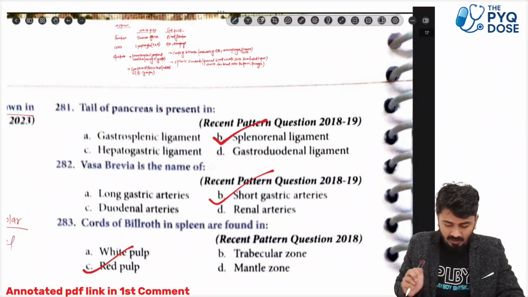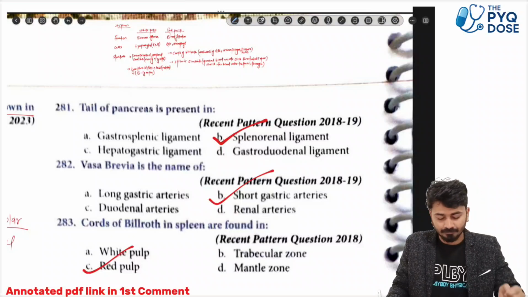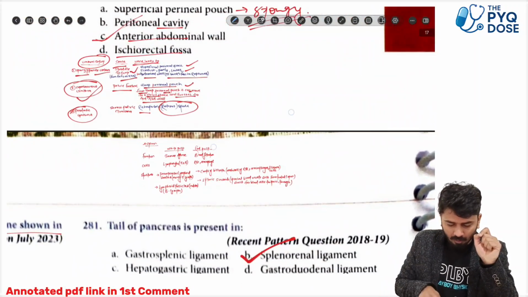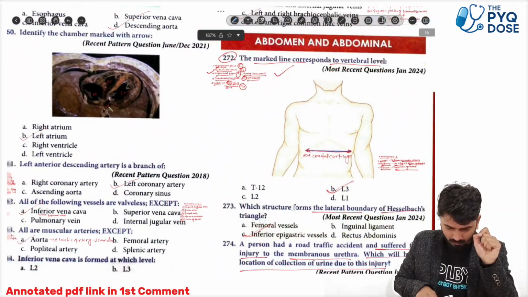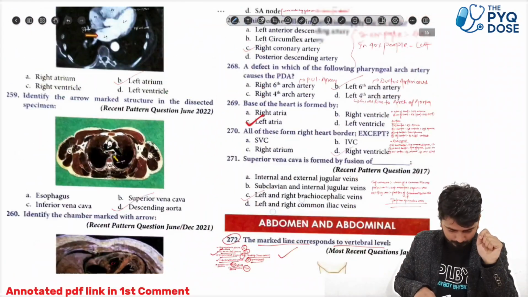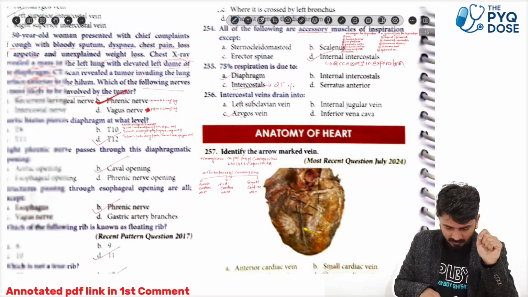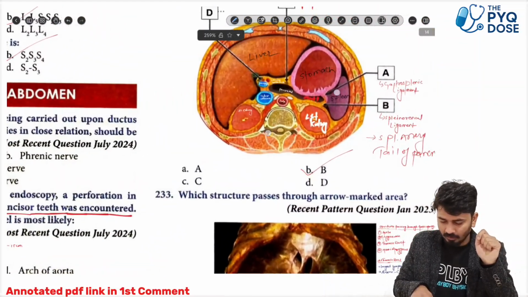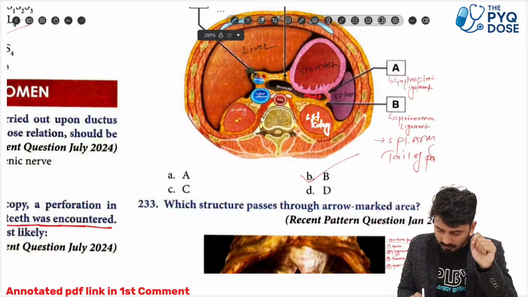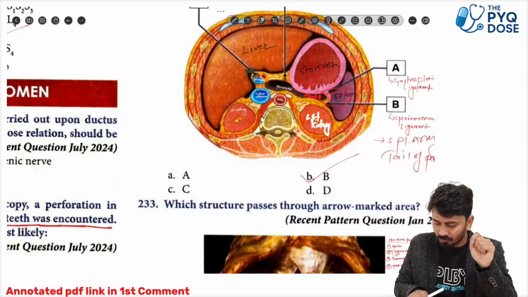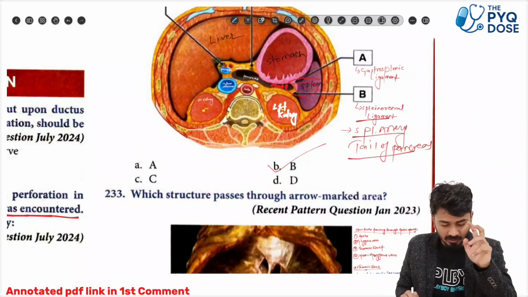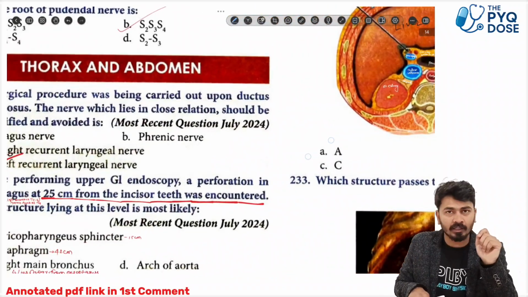Tail of pancreas is present in, okay, so let's see. Tail of pancreas, in the abdominal part. Let me show you that image here in this part. This tail is coming here at the level of the spleen, and this splenorenal ligament generally contains the splenic artery and the tail of pancreas, that I have already told you in the thorax and abdomen region.